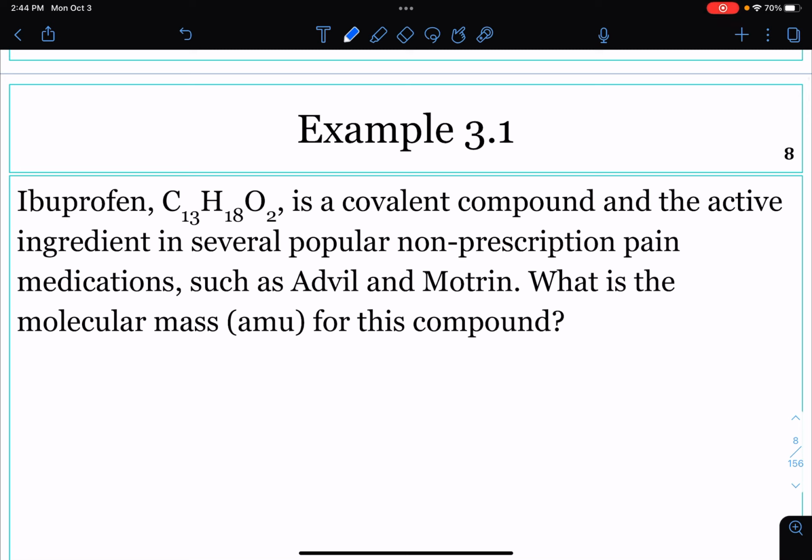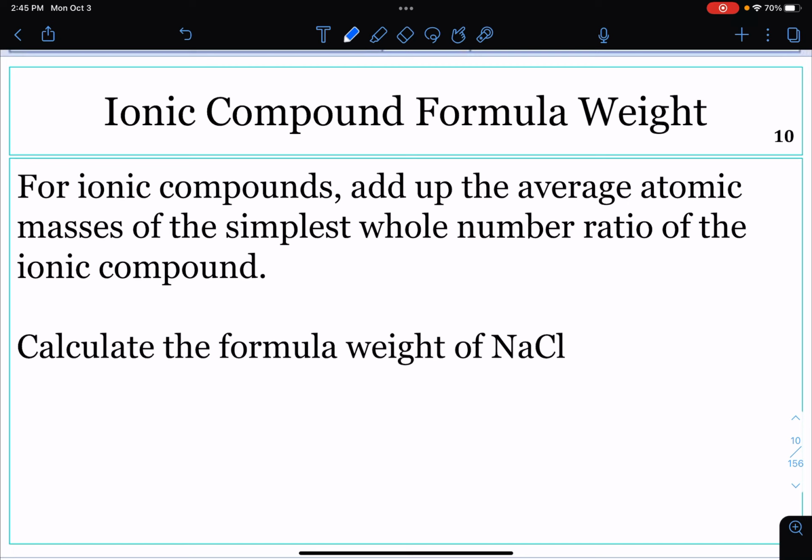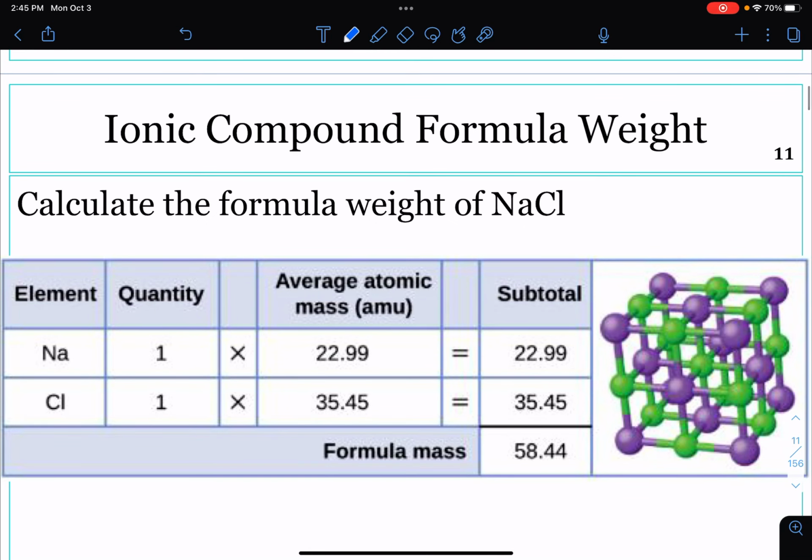Now find the molecular mass for 1 molecule of ibuprofen, C13H18O2. The answer is 206.27. The mass of an ionic compound is found the same way. Technically, ionic compounds aren't called molecules, so we call the mass a formula mass or formula weight. Find the formula mass of sodium chloride, NaCl. The answer is 58.44 AMU.